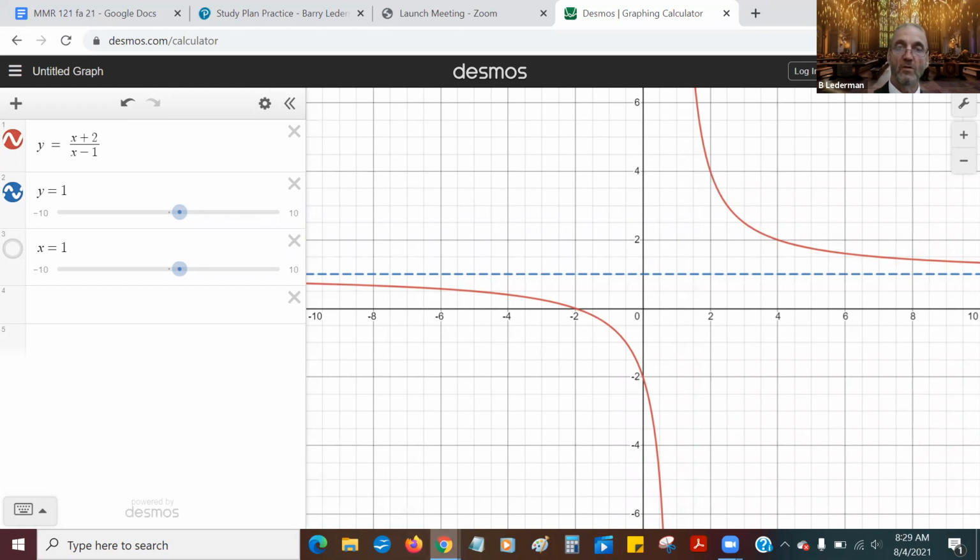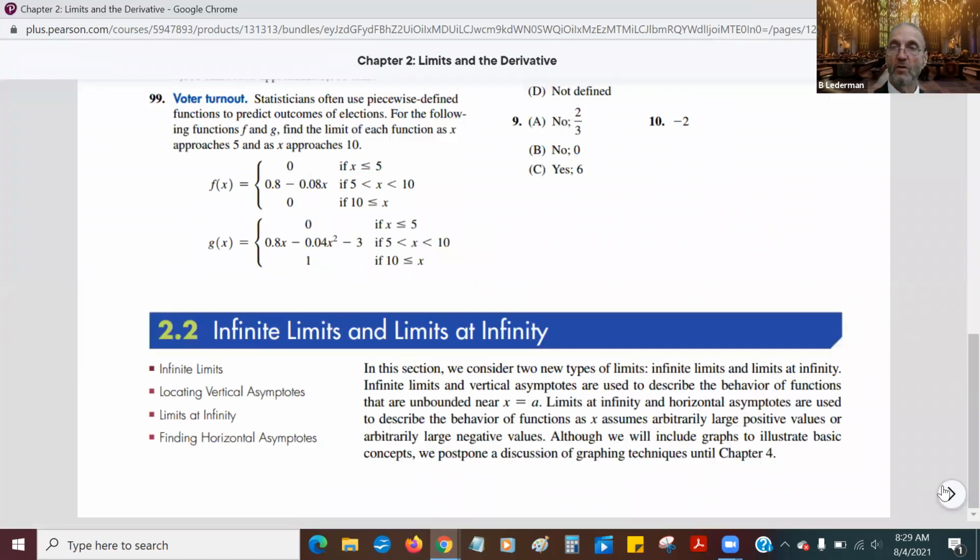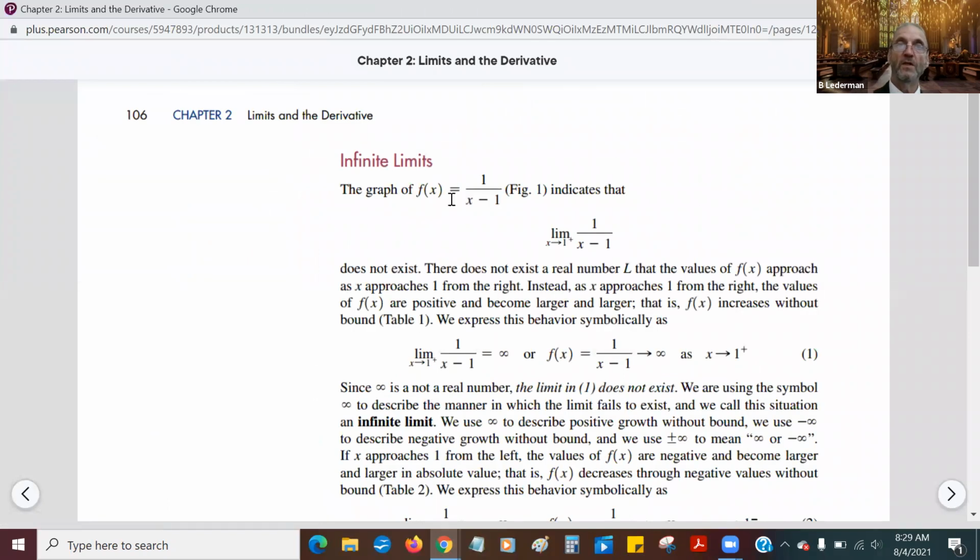Okay, let's go back to the textbook now. Let's go on to the next page. So infinite limits. If x approaches 1 from the positive direction, see, if I let x equal 1, then you get 1 over 0. Now 1 over 0 is undefined. But instead of just saying it's undefined, we're going to see what happens to the function value, what happens to f of x when x gets close to 1. Okay, this is interesting. It says does not exist. I mean, it's infinite. Let's go look at the graph of that.